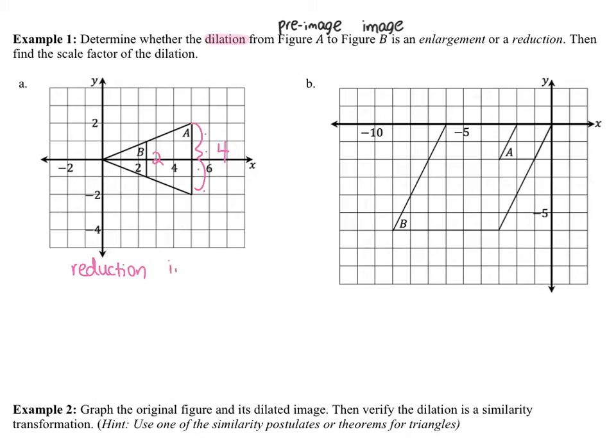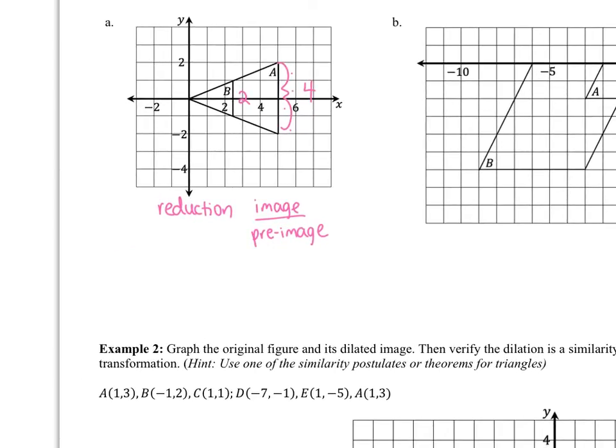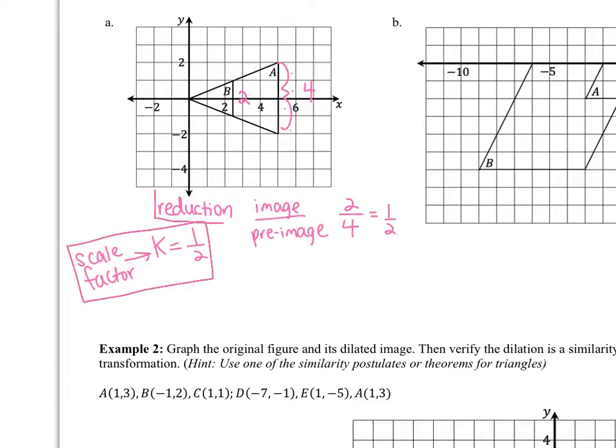Okay, so we need to do image to pre-image. So the length of the side in the image is 2, and the length of the side in the pre-image is 4, which reduces to 1/2. So we're going to say K, or the scale factor, is equal to 1/2. That makes sense because we can see that B is smaller than A, so we can say B is half of A. So that's your scale factor, 1/2, and we can see that it's a reduction.